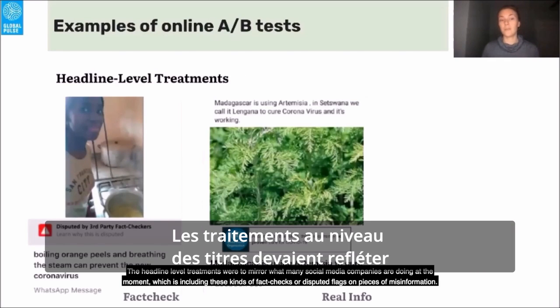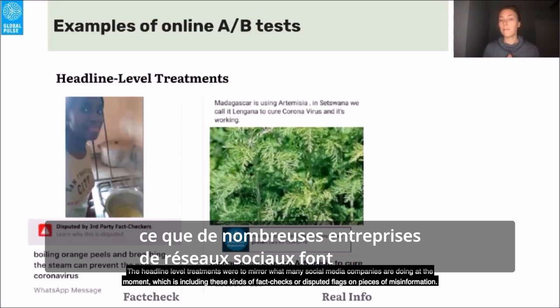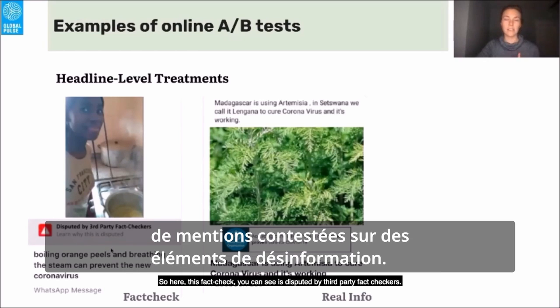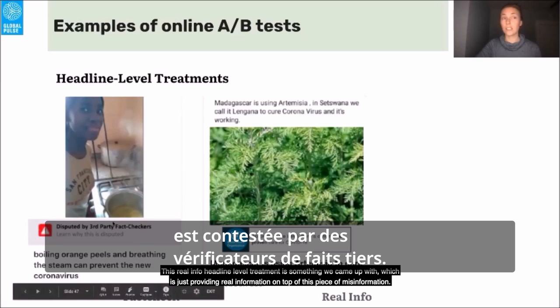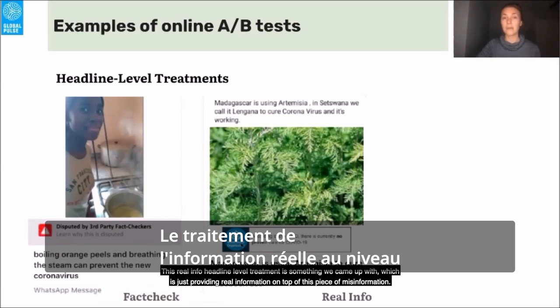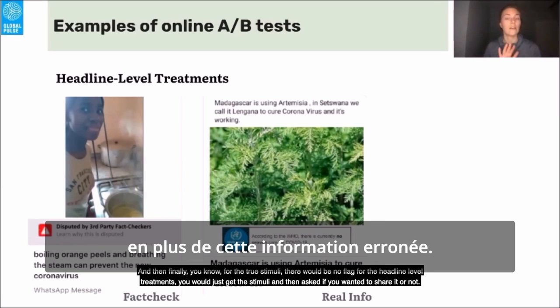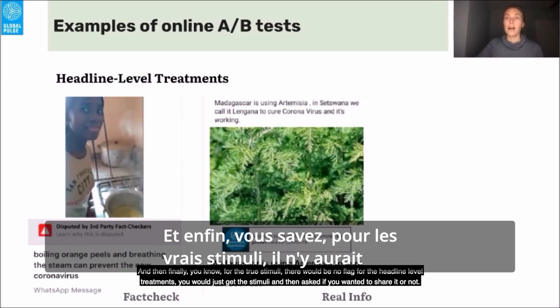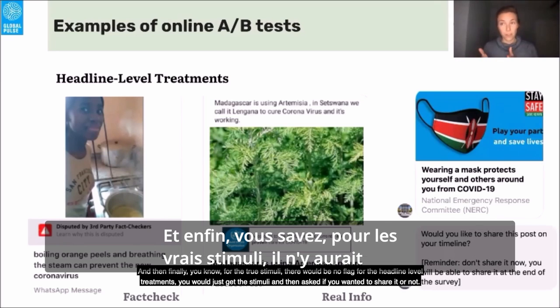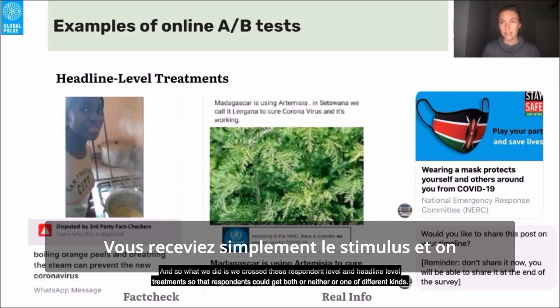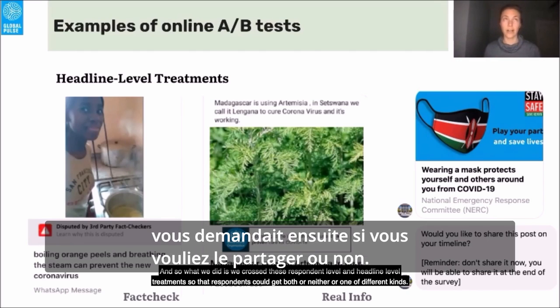The headline level treatments were to mirror what many social media companies are doing at the moment, which is including these kinds of fact checks or disputed flags on pieces of misinformation. So here, this fact check you can see is disputed by third-party fact checkers. This real info headline level treatment is something we came up with, which is just providing real information on top of this piece of misinformation. And then finally, for the true stimuli, there would be no flag for the headline level treatments. You would just get the stimuli and then asked if you wanted to share it or not.